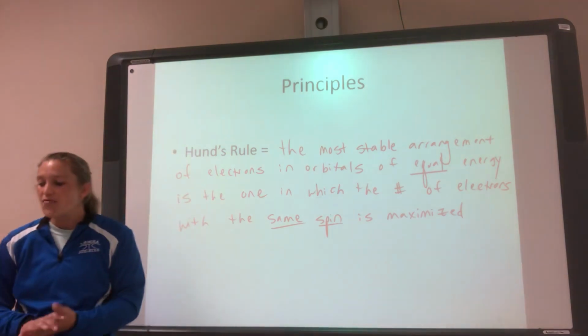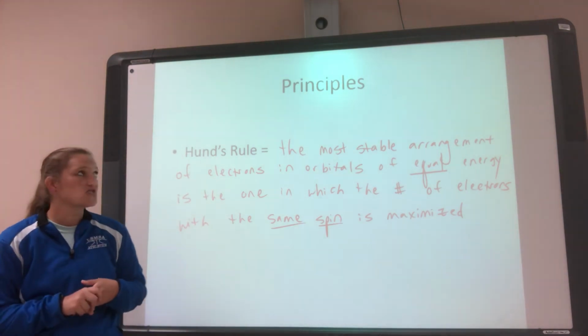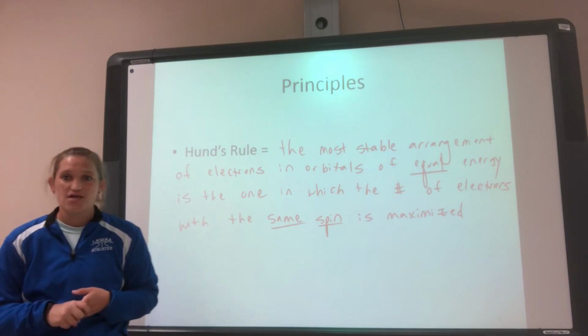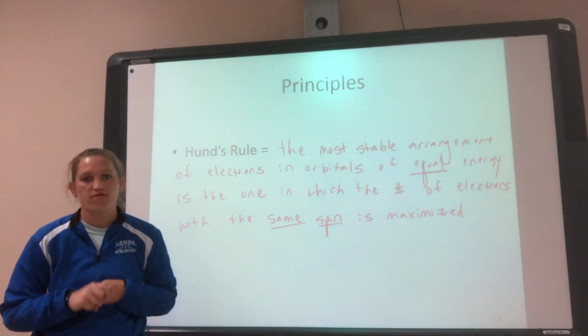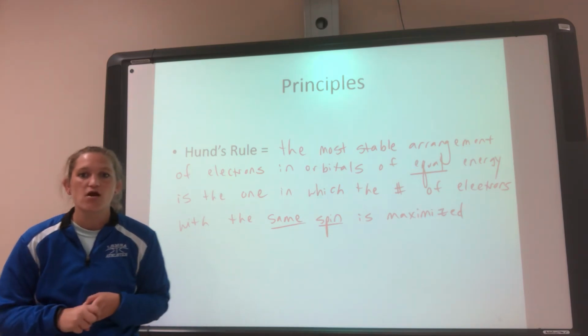All right, so now we have our 3 rules. So now we can start actually writing our address. Where are my electrons located in my atom? That's my electron configuration, and that's what we'll talk about in our next lecture.